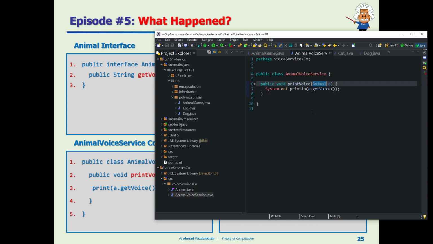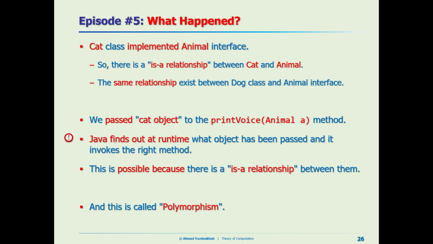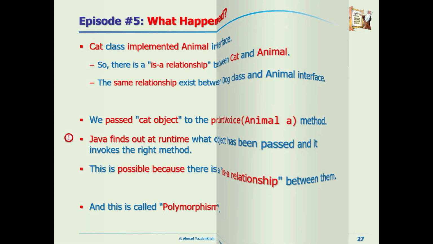So we have a parent object here. We wrote our code based on the parent object, but at runtime, we can pass the child object. And this is called polymorphism. So I explained all of the material of this slide and I put it here for your reference.